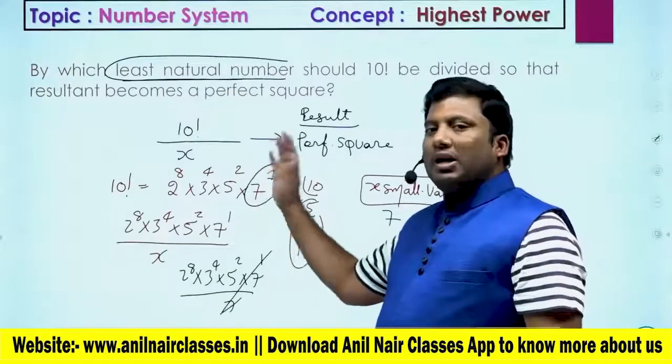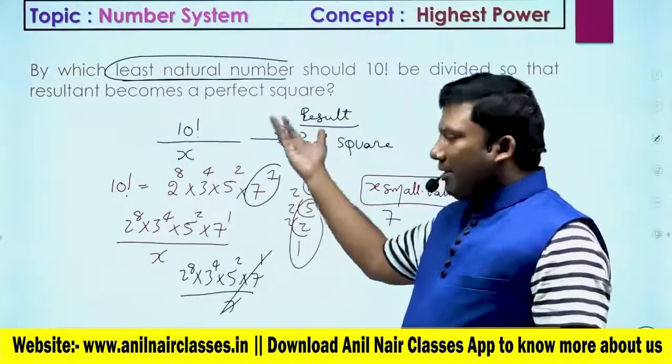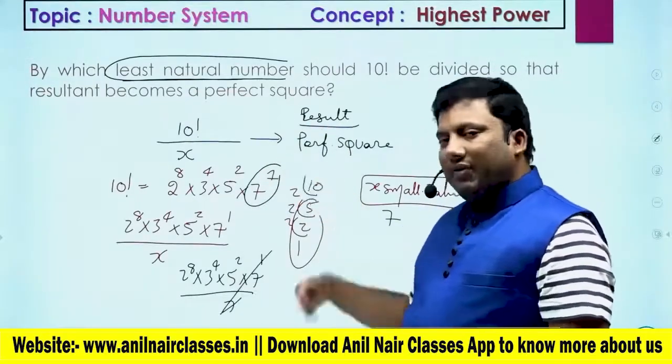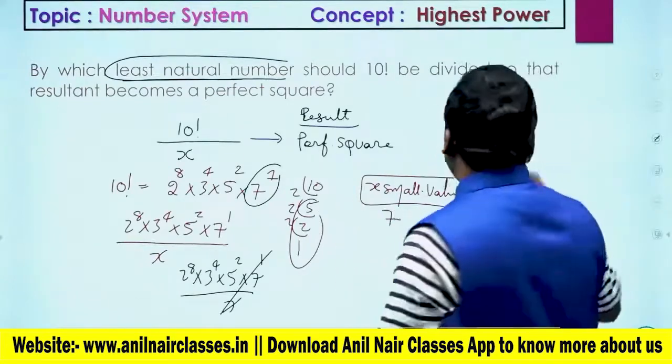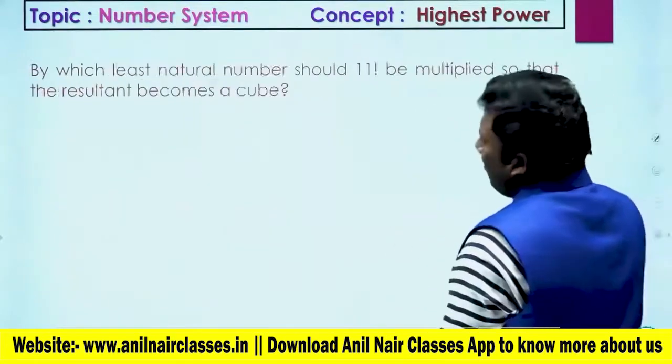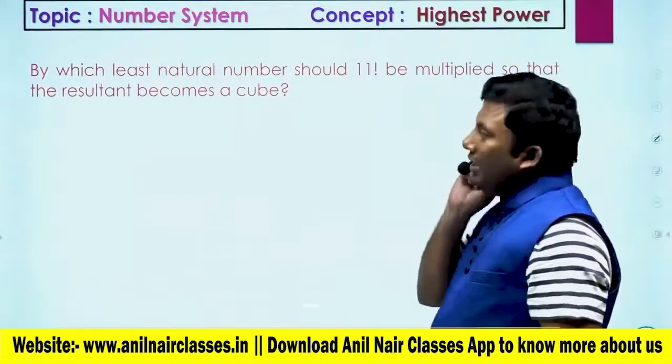Either you can multiply by 7 to make it a perfect square, or you can divide it by 7 to get a perfect square. I hope this question is clear. Word-based problems based on highest powers.